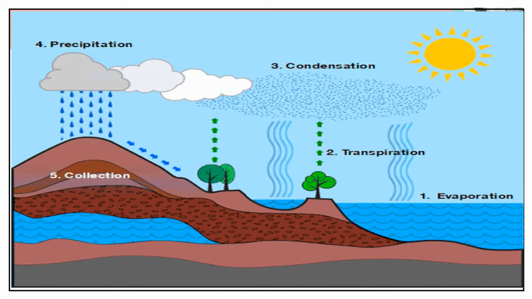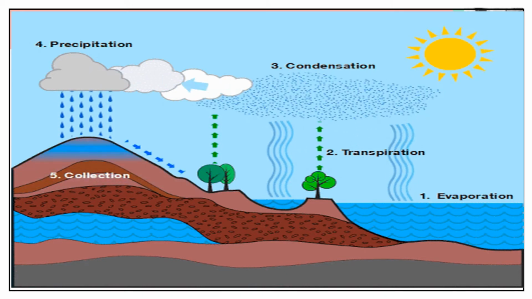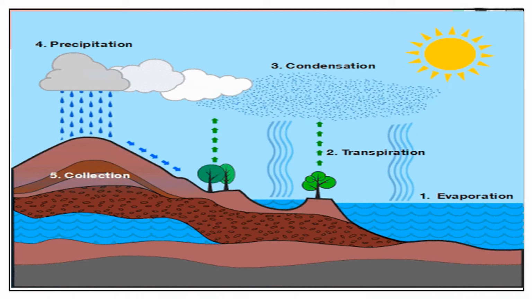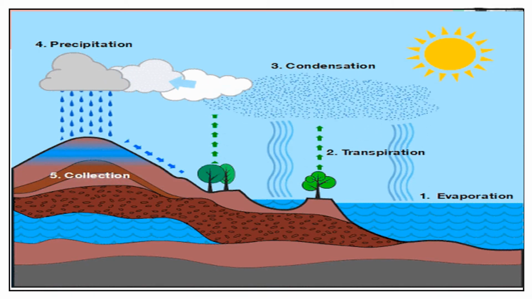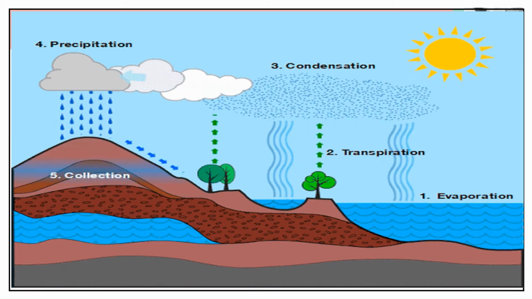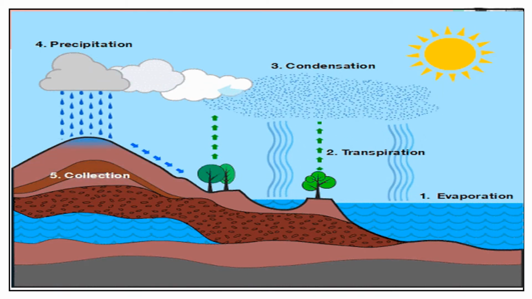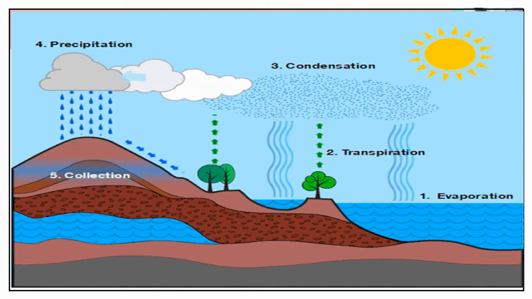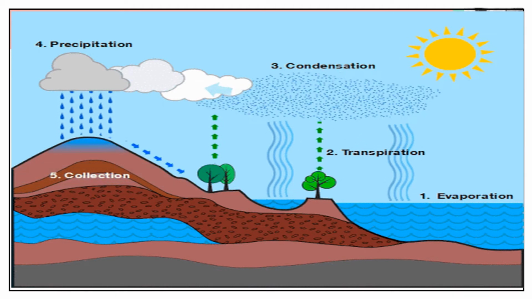When the water vapor rises up into the sky, it cools down and changes into tiny water droplets. These tiny water droplets form clouds. This process is called condensation. When the cloud starts getting heavy and cannot hold any more water droplets, it falls back in the form of rain, hail, or snow. This process is called precipitation.